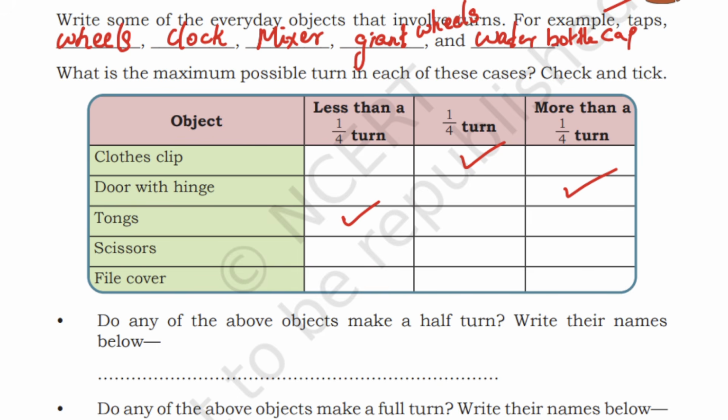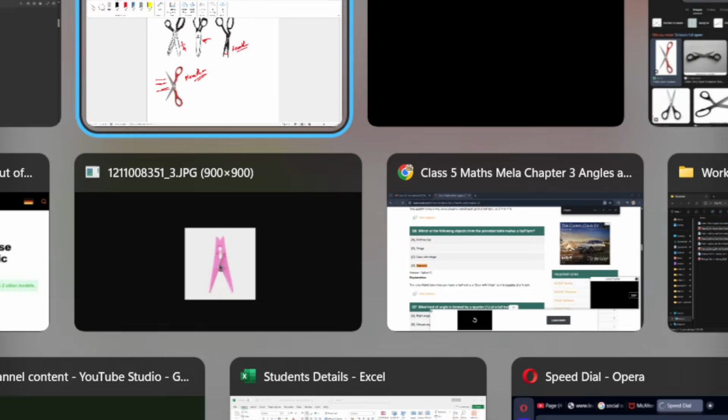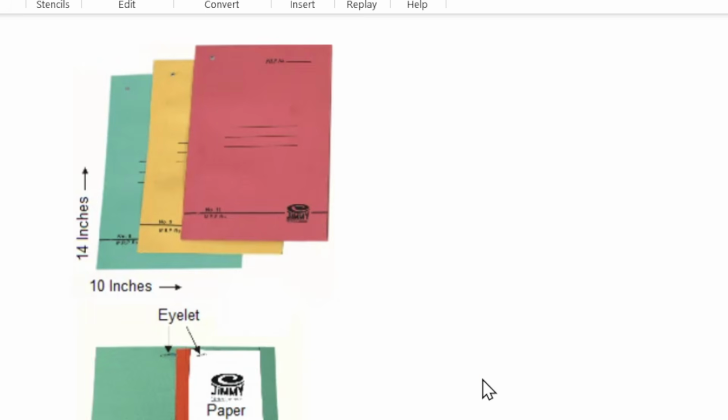So it is more than 1 by 4. Next, last we will see a file cover with an example. Okay, look at this picture, students. So I have a file cover here. So this is a closed picture. But if you open this file cover, what will happen?